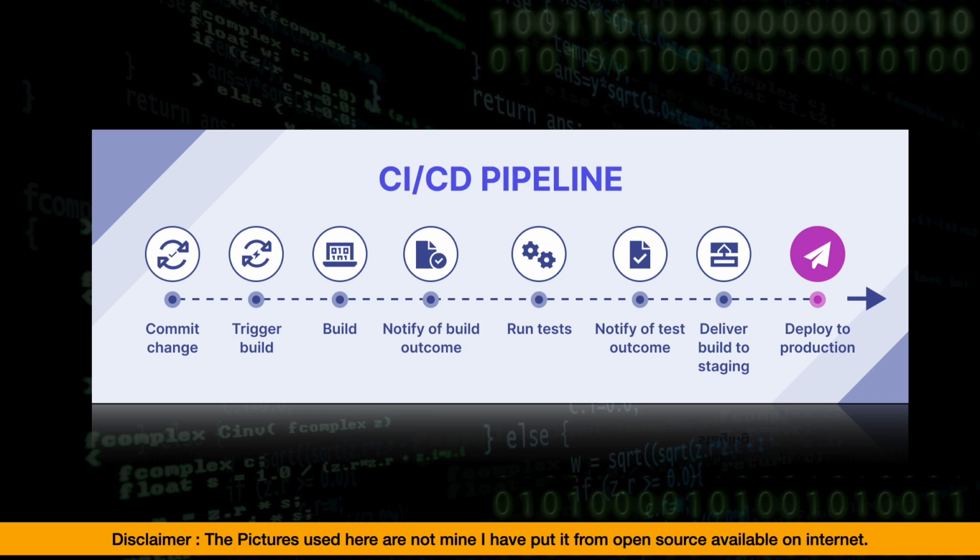The code commit. Here, the developer commits the piece of code to a repository. Build. Here the system compiles and builds the application. Test. Here, the system runs the different stages of tests that include unit, integration, and component test cases.